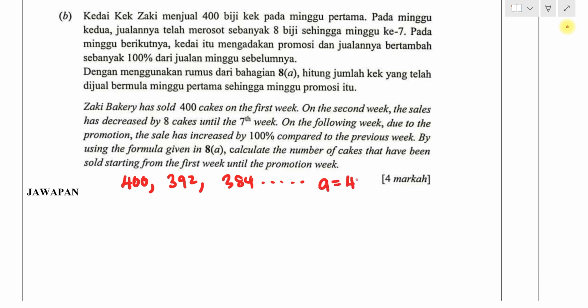From this progression we know A is 400, and D is decreasing, so D equals 8. Actually it's supposed to be negative 8, because it is T2 minus T1, not the big number minus small number. So don't be overconfident. Sometimes you need to see the question properly first. So we need S7.